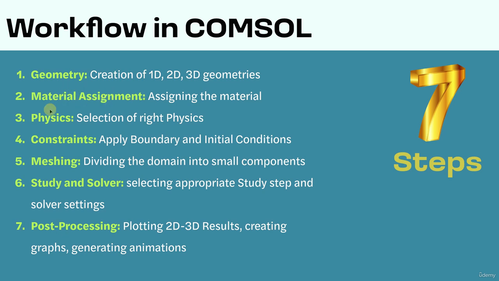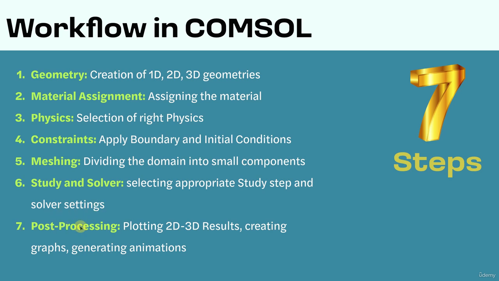After that, the third step is the physics. In the third step of this workflow, you select the appropriate physics for your simulation model. After selecting the appropriate physics, the fourth step is applying the boundary conditions and initial conditions to your domain. After applying the boundary and initial conditions, the fifth step is creating the mesh. Creating the mesh involves dividing the domain into small elements. After that, the sixth step is selection of the appropriate study and providing the right solver configuration.